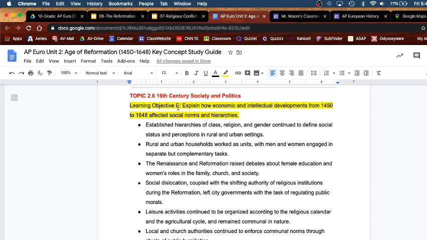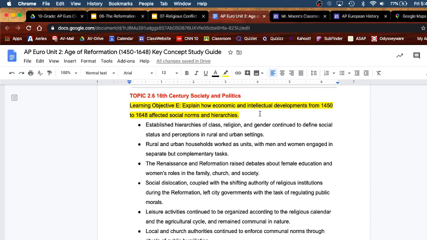This is Learning Objective E. What I love about these learning objectives is when you're done reviewing this, you should clearly be able to answer this. So it's telling you, student, you need to be able to explain how economic and intellectual developments from 1450 to 1648 affected social norms and hierarchies. First of all, if you don't know what social norms are, then you're kind of at a loss to answer this question. What are hierarchies?